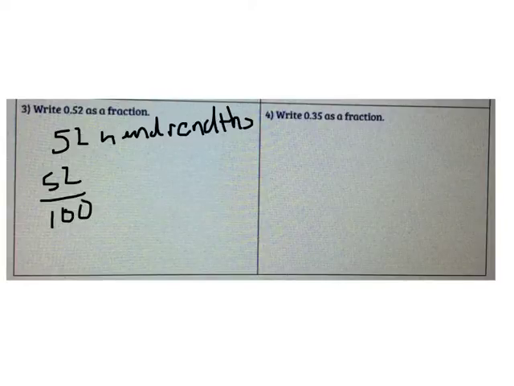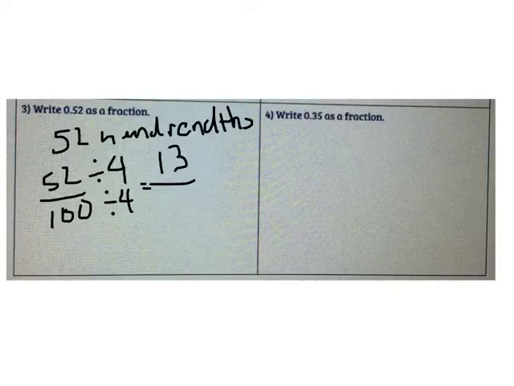But that's not my final answer. I still need to simplify. What's the largest number that goes into both 52 and 100? It's 4. When I divide 52 by 4 and 100 by 4, what's the simplified fraction? Well, 52 divided by 4 is 13, and 100 divided by 4 is 25. The simplified fraction is 13/25. When I write 52 hundredths as a fraction, I get 13/25.